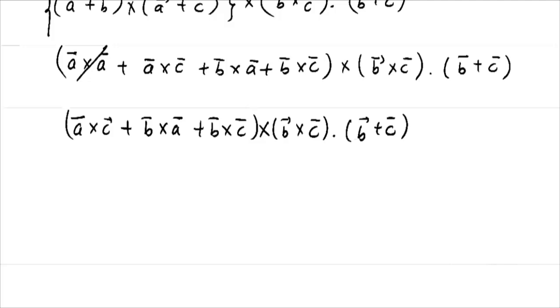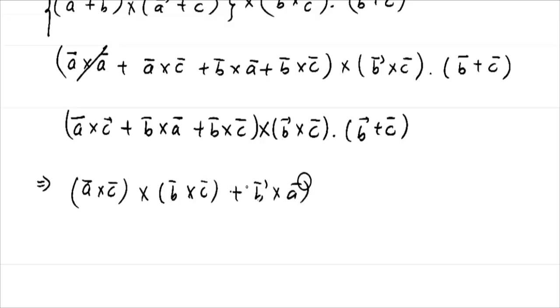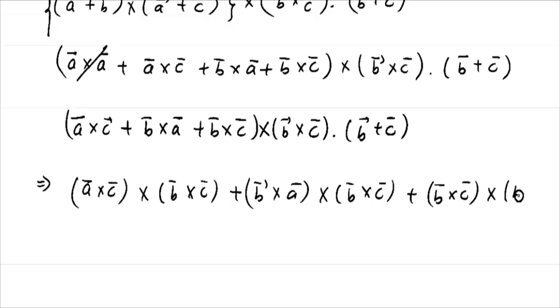Now let's solve this one by one. Now A cross C crosses with B cross C, so I can write this as (A cross C) cross (B cross C). Similarly, (B cross A) crosses with (B cross C), then (B cross C) crosses with (B cross C), and this whole is in dot with vector B plus vector C. Now from the last part, these are the same vectors and their cross is 0, so this is 0.